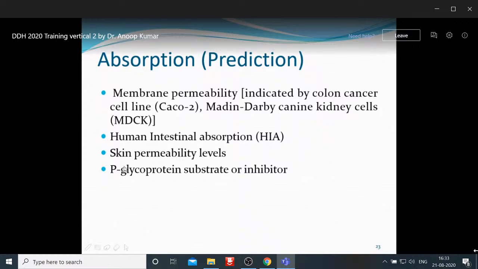As I told in my first slides, there are some efflux pumps. What these efflux pumps do is efflux the drug outside the cells. So ultimately the target concentration of the drug at the target site will be reduced. So you can predict whether your molecule is going to inhibit P glycoprotein, or whether it will be affected by these P glycoproteins.